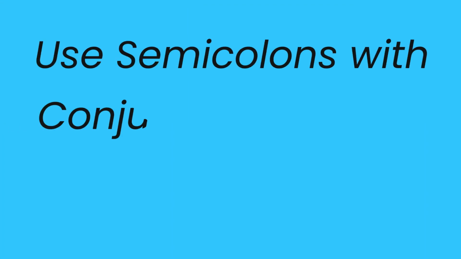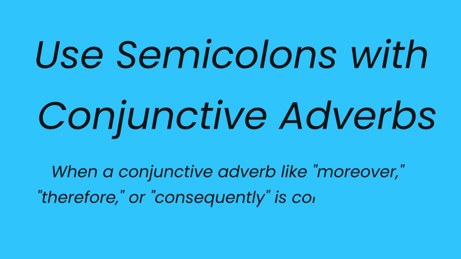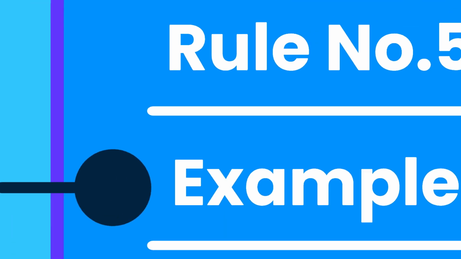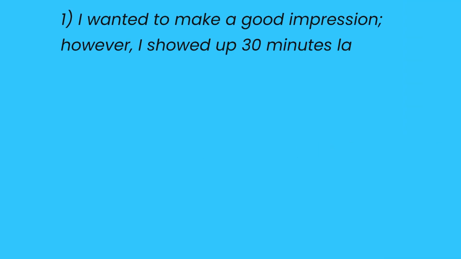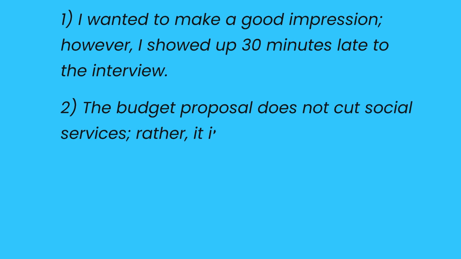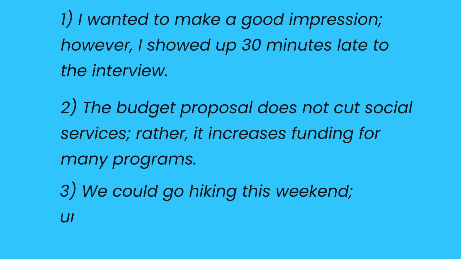Rule number 5, use semicolons with conjunctive adverbs. When a conjunctive adverb like moreover, therefore, or consequently is connected with 2 independent clauses, the semicolon is used. Examples. I wanted to make a good impression; however, I showed up 30 minutes late to the interview. The budget proposal does not cut social services; rather, it increases funding for many programs.